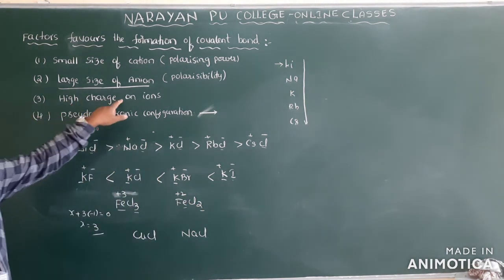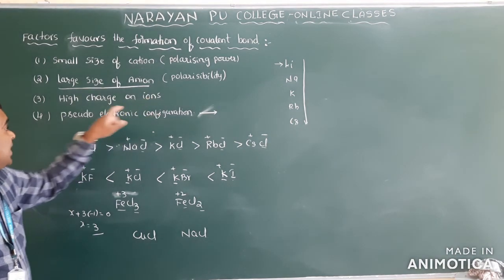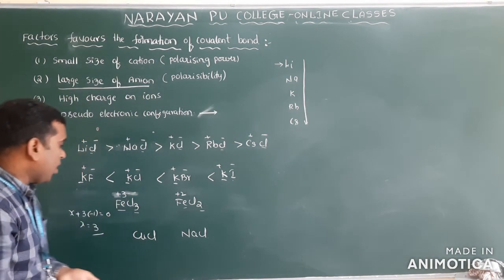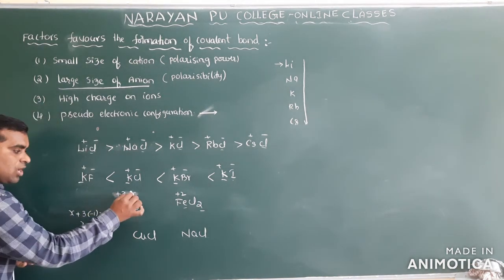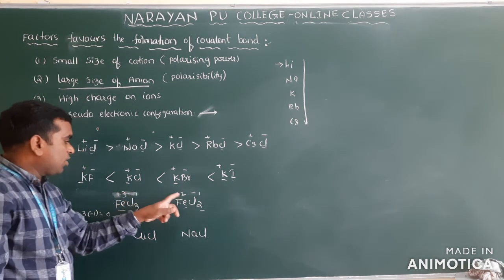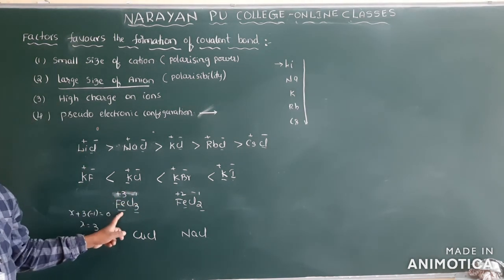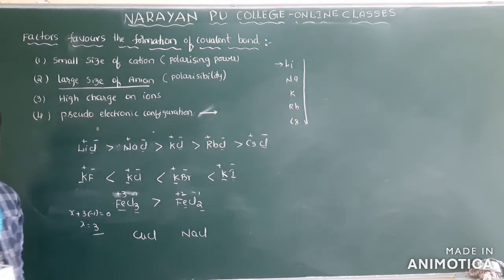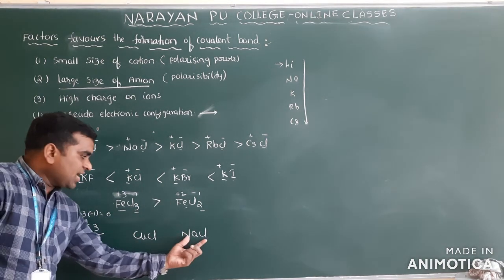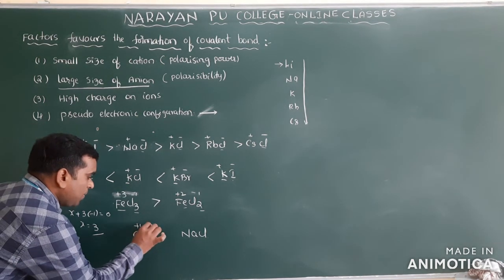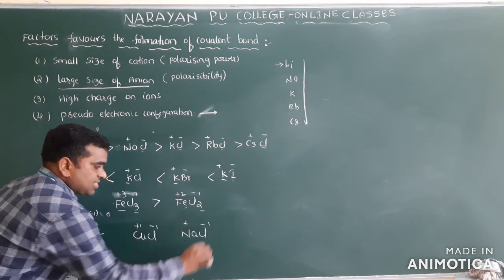In that case you have to see the charge on the ions. The higher the charge on the ions, the more it favors the formation of covalent bond. Chlorine has the same charge in both places, but here the cation has the larger, higher charge. So that's why it is more covalent compared to FeCl2. Now the last one, CuCl and NaCl. I already mentioned this just now. CuCl means Cu plus Cl minus, and NaCl means Na plus Cl minus.